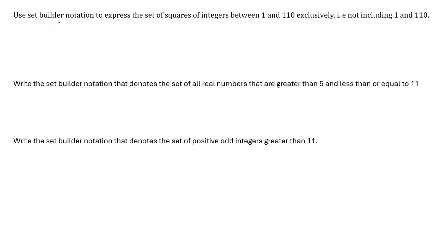So we're going to use set builder notation to express the squares of integers that are found between 1 and 110. Well, the simplest way to do this is to take the square root of 110 to give an idea what it's going to be. Our maximum, the square root of 110, is about 10.5. So that means we're going to take all the integers that have a perfect square that's less than 110. So it'll be 10, 9, 8, 7, 6, 5, 4, 3, 2, 1. And we're not going to include 1, so we're not including it.